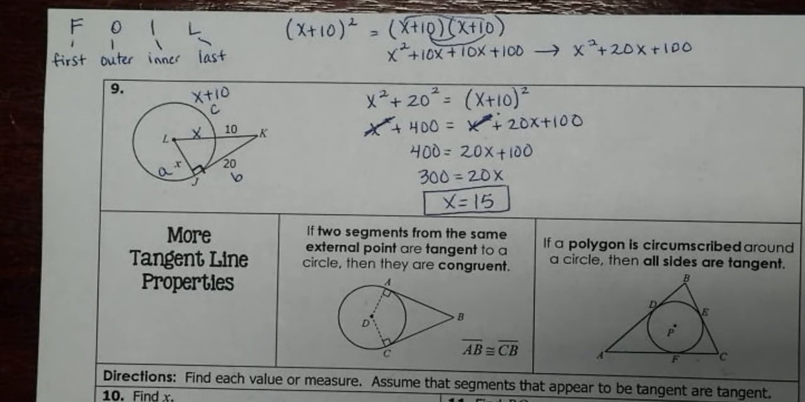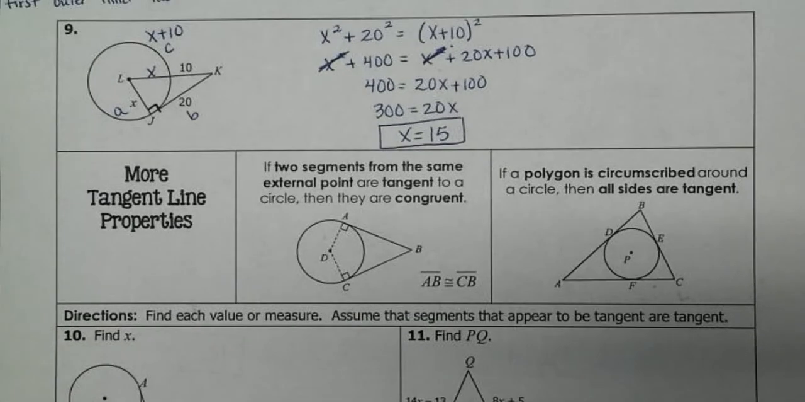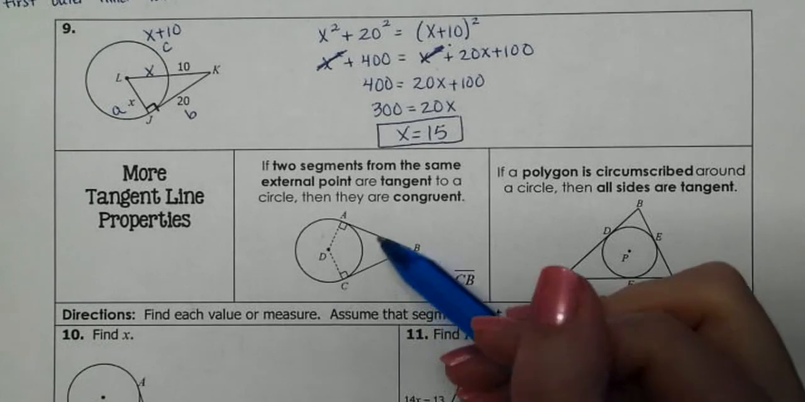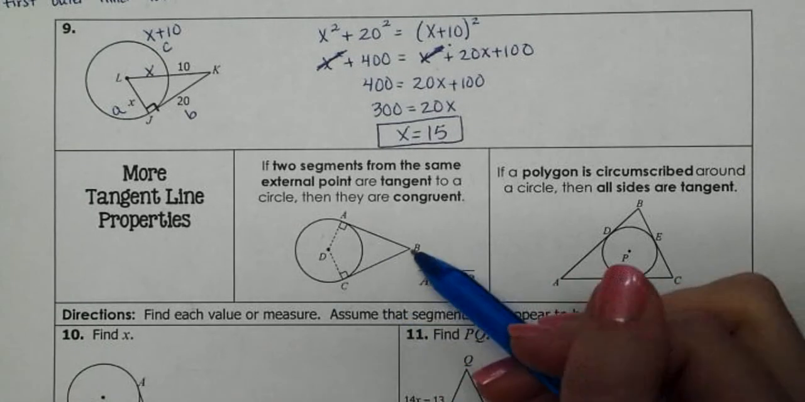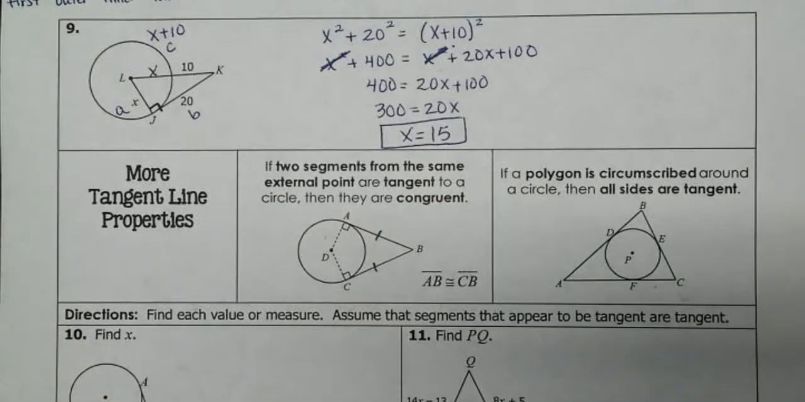Okay, so there's a couple more properties of tangent lines that we're going to look at. The first one here, if two segments from the same external point are tangent to a circle, then they are congruent. So if they're both tangent to the circle and they meet at a point, they're going to be congruent. So they're going to be the same measure. Okay? Same kind of deal here.